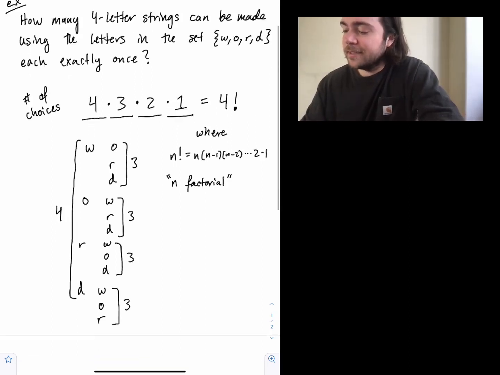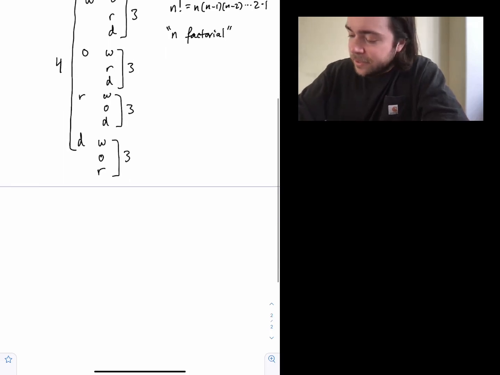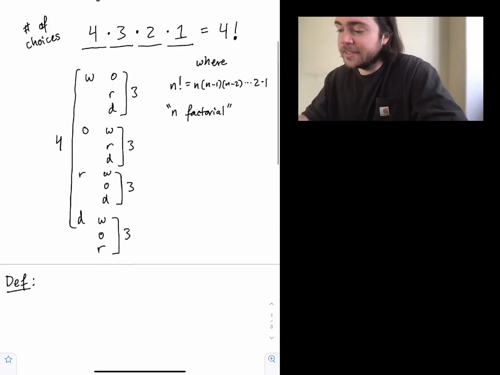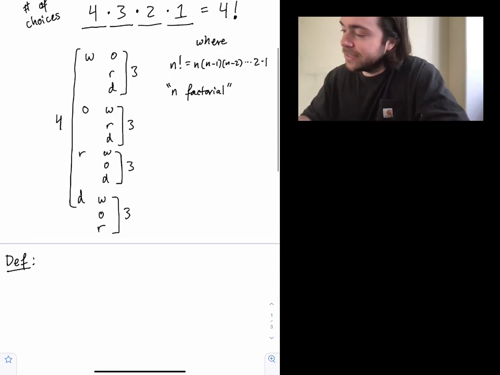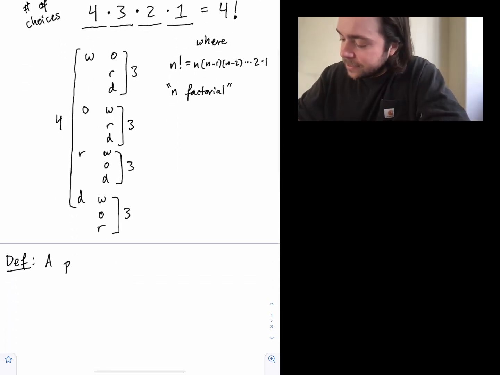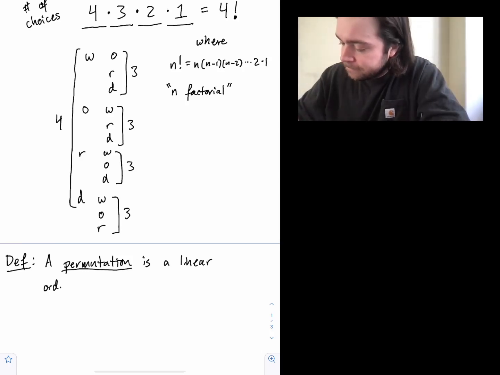So that was our first example, and now we're going to give a definition. This definition is for permutations, and you'll see how it lines up with the example in a second. A permutation is a linear ordering of the elements of a set.